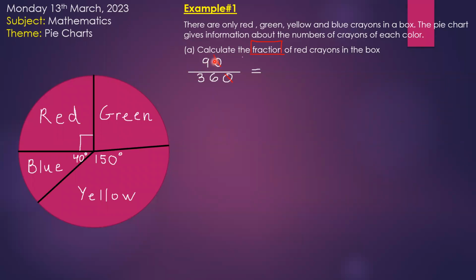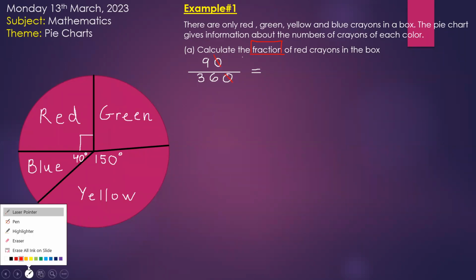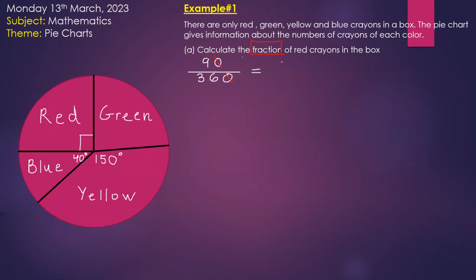So it's going to be red divided by the total amount of degrees inside a circle. So red is 90 divided by the total amount of degrees in a circle. Then we cancel out the zeros, which is going to be what? What are we left with? 9 over 36. Very good.